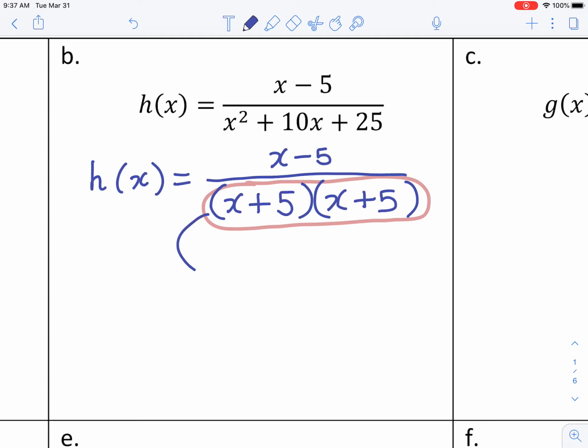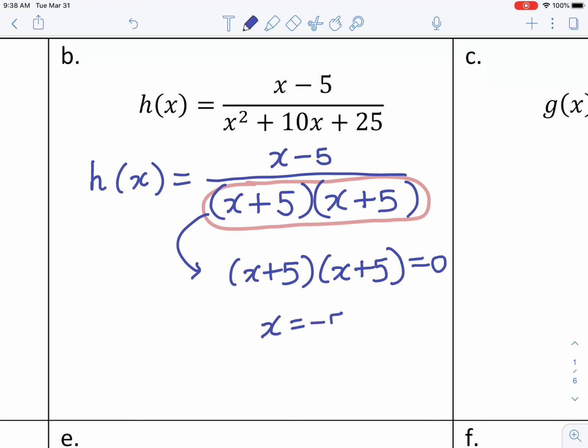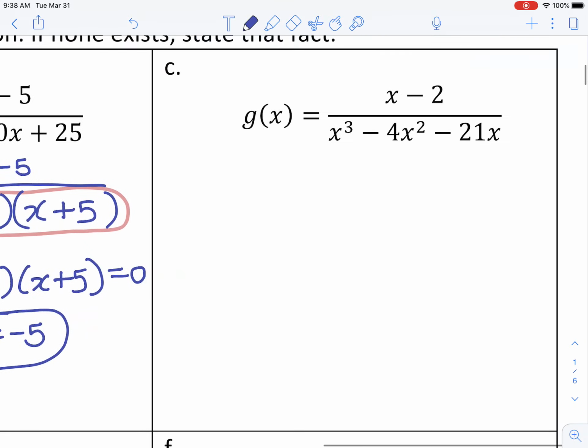So if nothing cancels out, you're ready to just grab that denominator and set it equal to 0. Let's find the zeros of the denominator. If you have x plus 5 times x plus 5 equal to 0, they're exactly the same factor, right? So we have a vertical asymptote at x equals negative 5. So one vertical asymptote at x equals negative 5. Okay? All right, let's look at C.